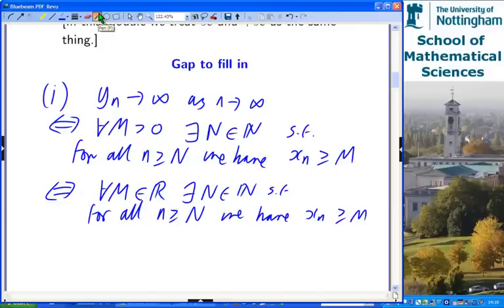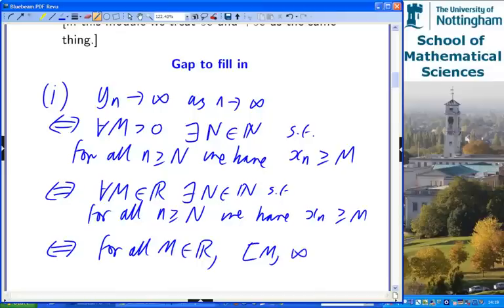And if you want to use absorption, it says for all m in R, the interval from m up to infinity absorbs the sequence. That contains the whole of the difficult bit. The exists capital N, so that from that point on you're in the set. That's what absorption takes care of for you. So if you like absorption, you can make the statement less complicated this way.